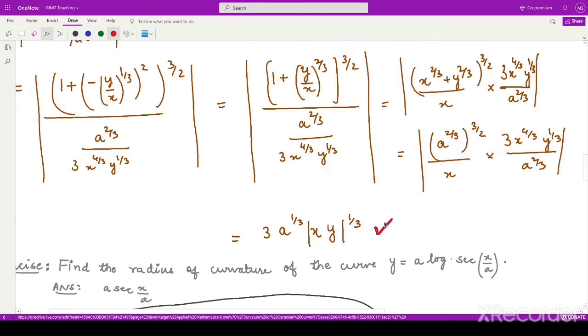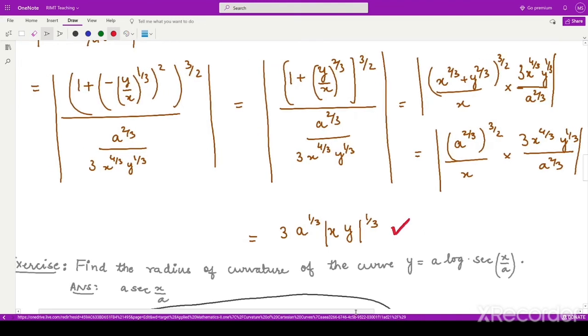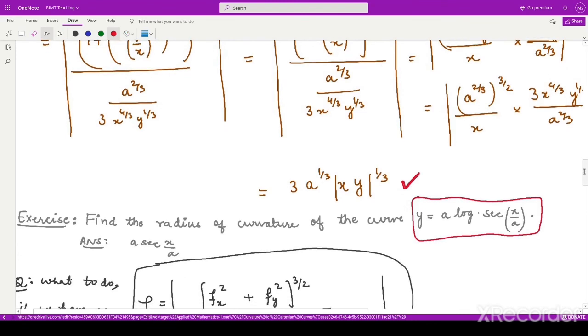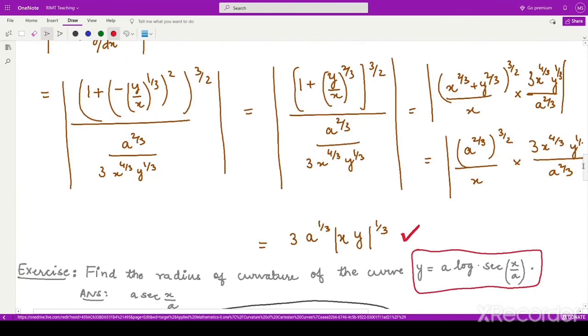So I hope this is clear to you, how to calculate the radius of curvature of a given curve. Now for this particular curve you can try by yourself what is the radius of curvature: y is equal to a log of secant x by a. You can check what is the radius of curvature for this particular curve. The answer to this is a secant x by a. You can verify this according to your calculations, right? So is it okay?